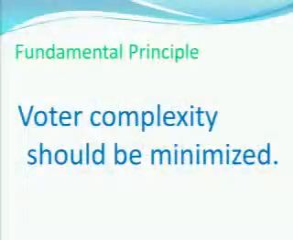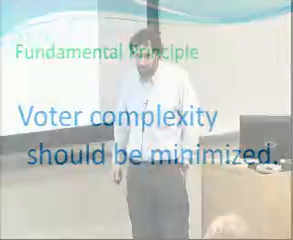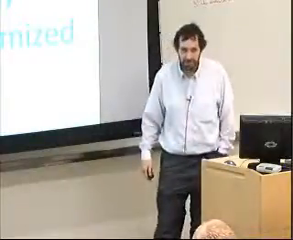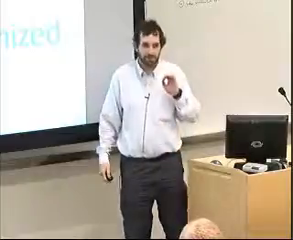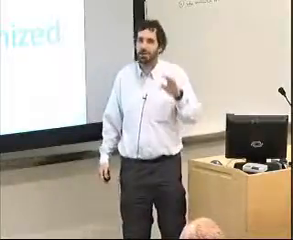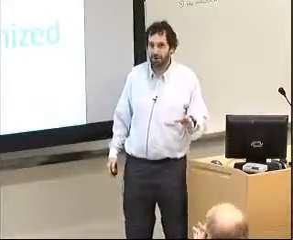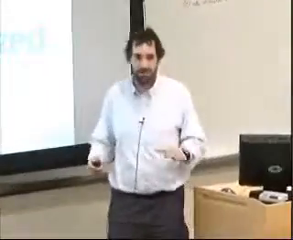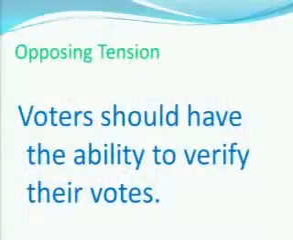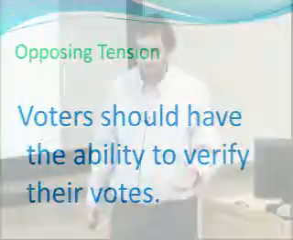So here's my fundamental guiding principle: voter complexity really needs to be absolutely minimized. We don't want to burden voters any more than we already do. There are enough problems without verifiability and confusion. But there is a tension going the other way, because we want to give voters the capability of verifying their votes. And in a lot of systems, it's, okay, now here's the process you have to go through to get your ballot cast in a verified way. It can add a lot of complexity.